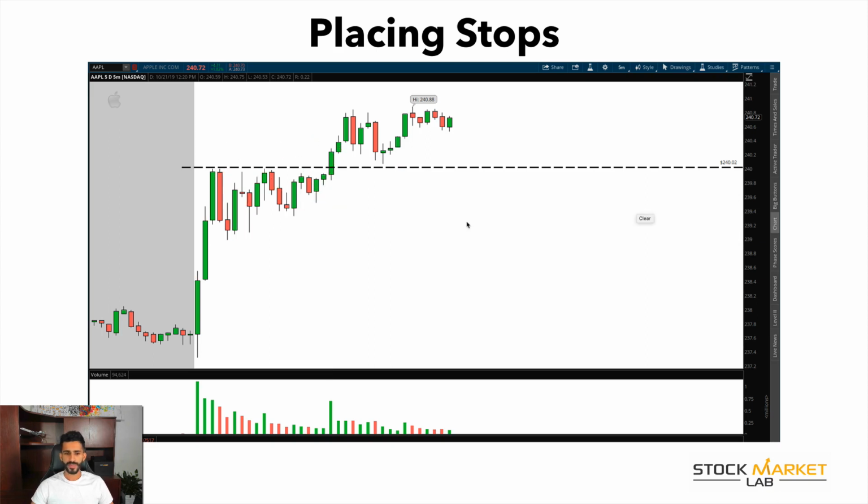But overall, that's the first step, right? Second step is, obviously, we're identifying what direction it's going in. I wouldn't short this just because the shorting risk to reward looks good, right?